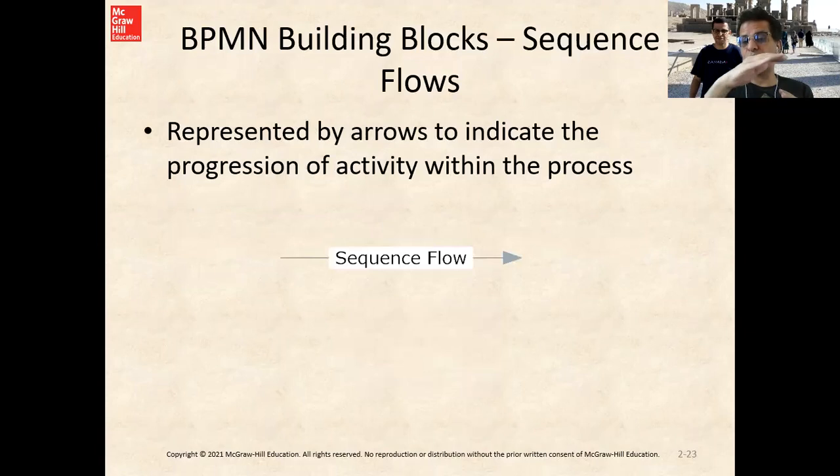And then you have what you call a sequence flow. The sequence flow is represented by arrows, as you see, to indicate the progression of activities in the process. So if it's a flow like this, or like this, or goes like this, these are the sequence flows, or like this together.